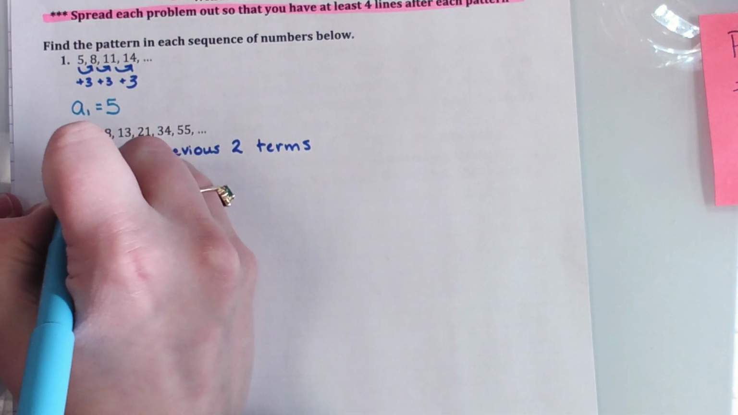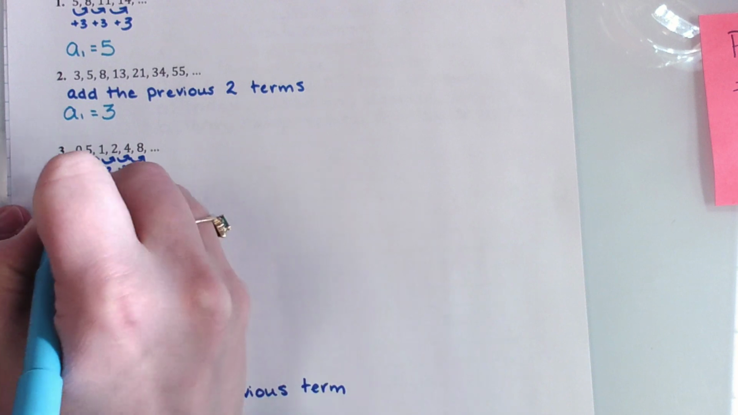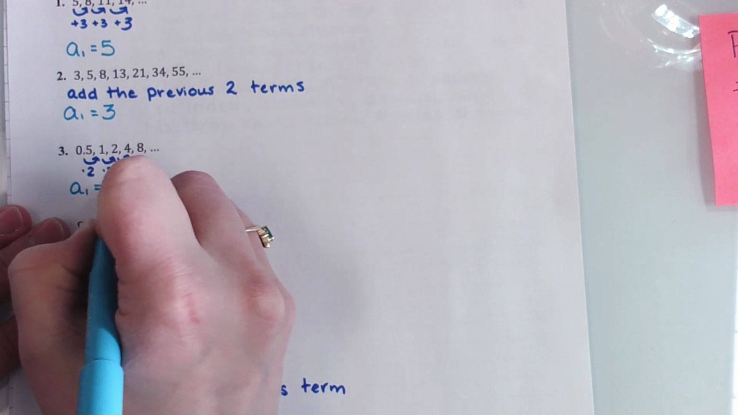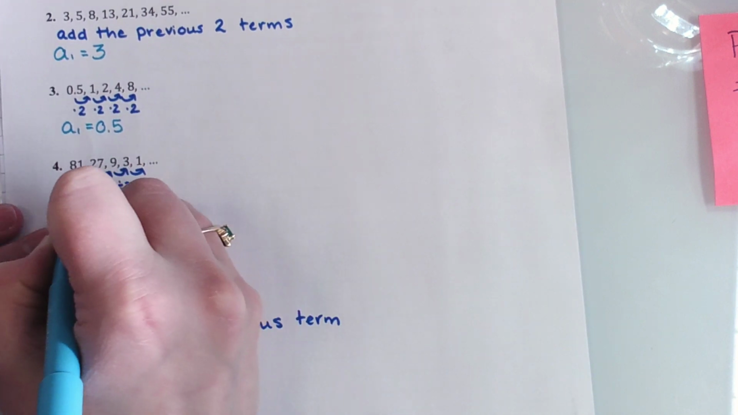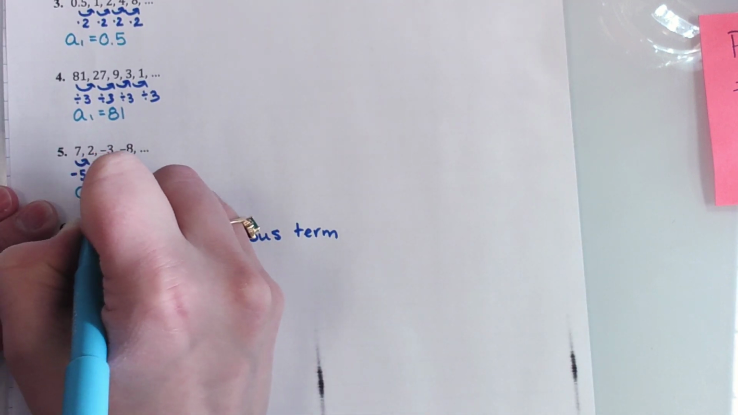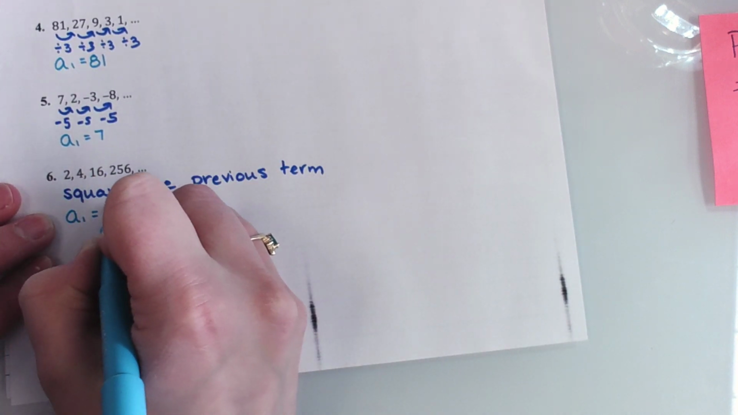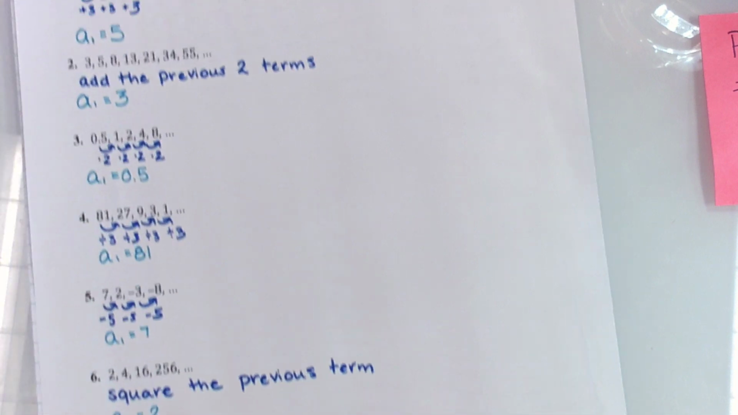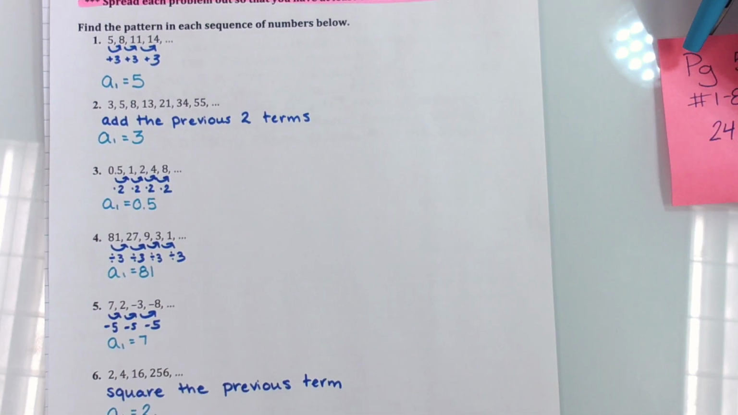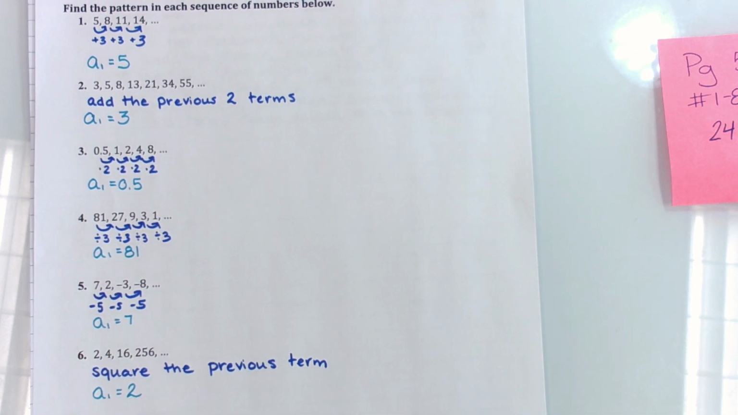A sub 1 in this one is 3. A sub 1 in this, 0.5. A sub 1, 81. A sub 1, 7. A sub 1, 2. So an important piece with working with these patterns is being able to identify that first term. But I'm going to tell you right now, sometimes that's not enough.